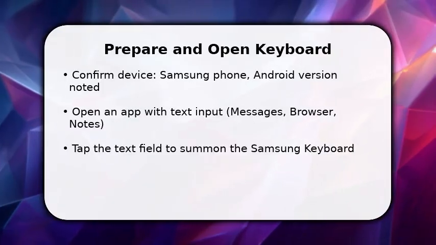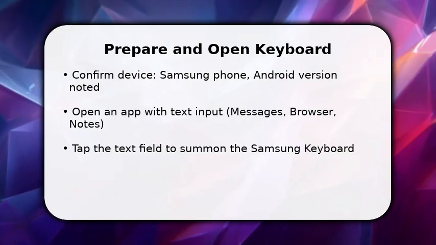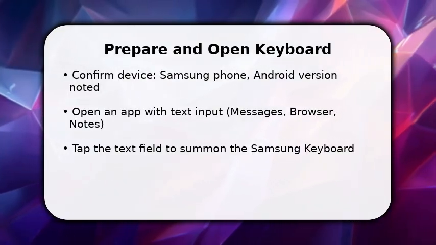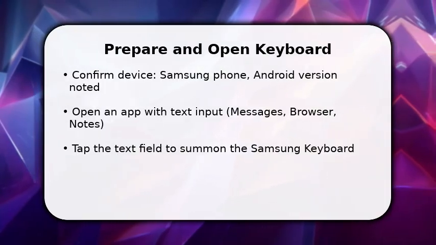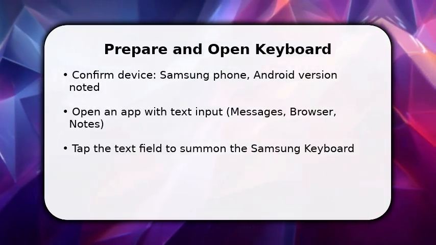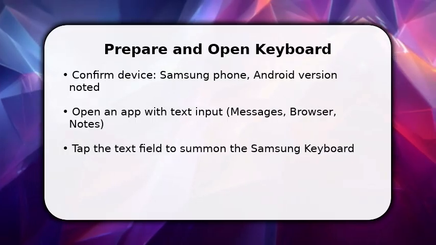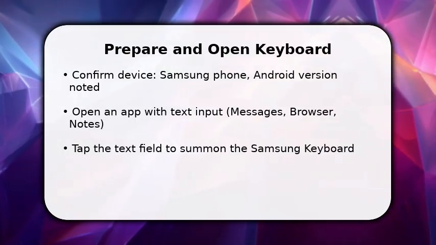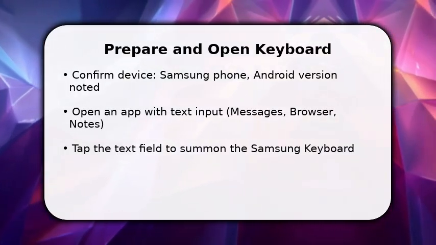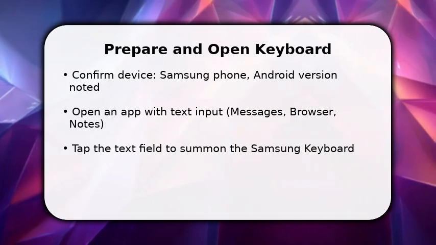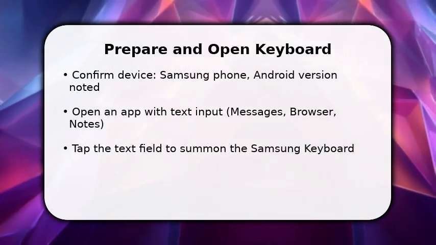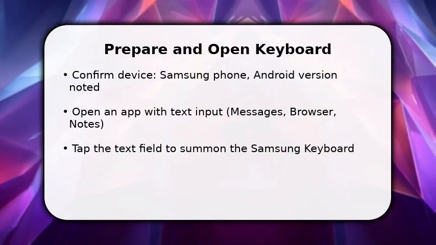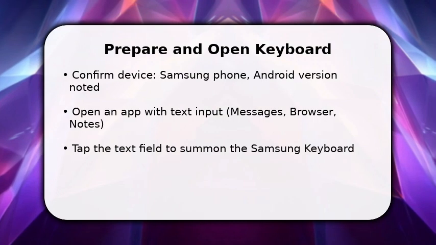You start by confirming your Samsung phone and Android version so the settings match. Open any app with a text field, messages, or a browser, then tap to bring up the Samsung keyboard. Once the keyboard appears, press the gear icon or long press the comma or emoji to reveal settings. This step locates keyboard preferences and the search history area. Do this now so you can immediately access the specific keyboard controls required to clear stored searches.